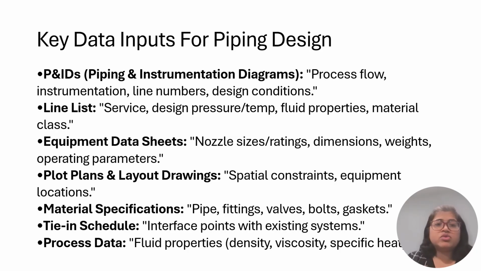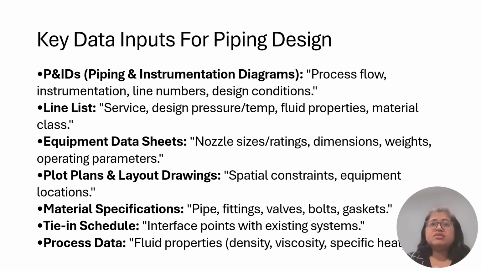Our second source is the line list. The line list is a spreadsheet detailing every pipeline in the plant, which provides critical information like service, design pressure, design temperature, fluid properties, and assigned material class.